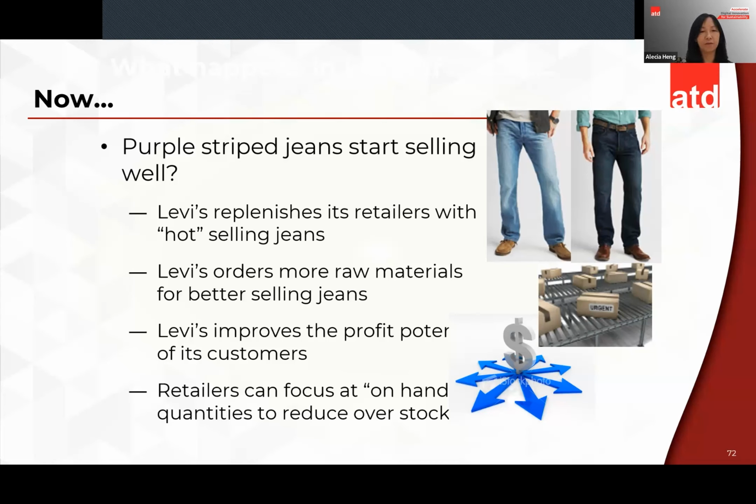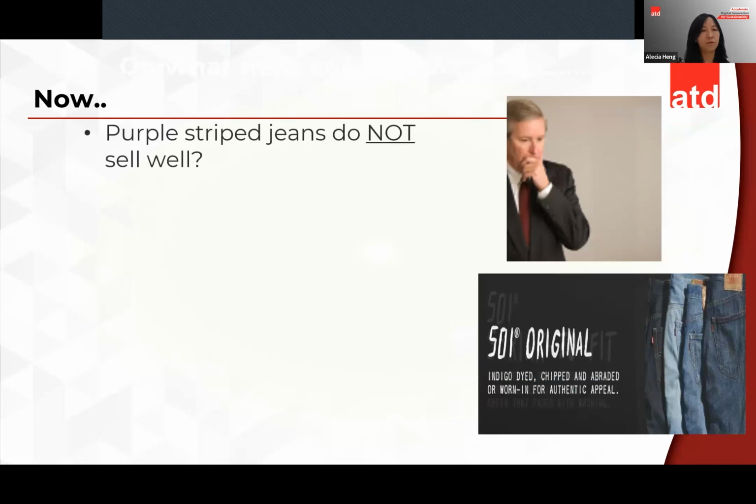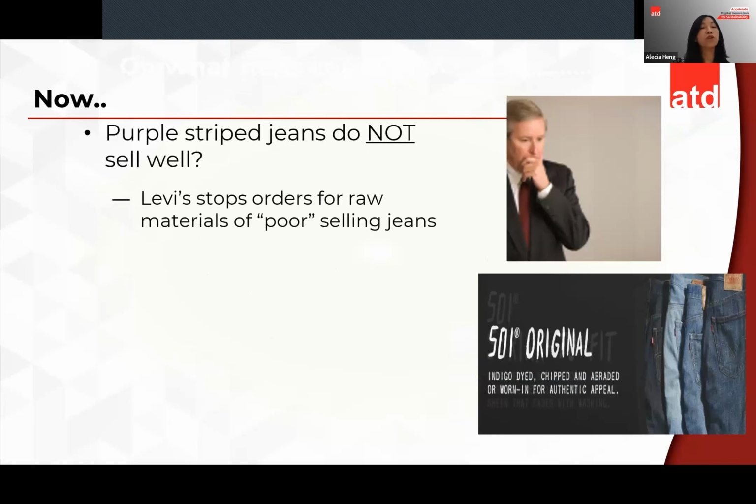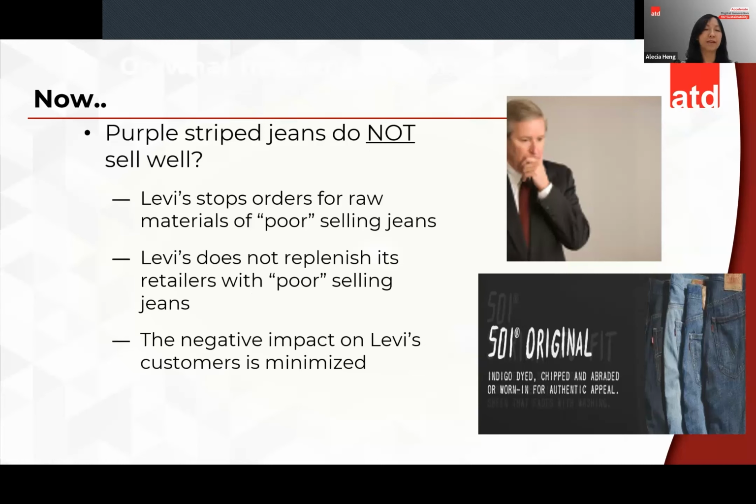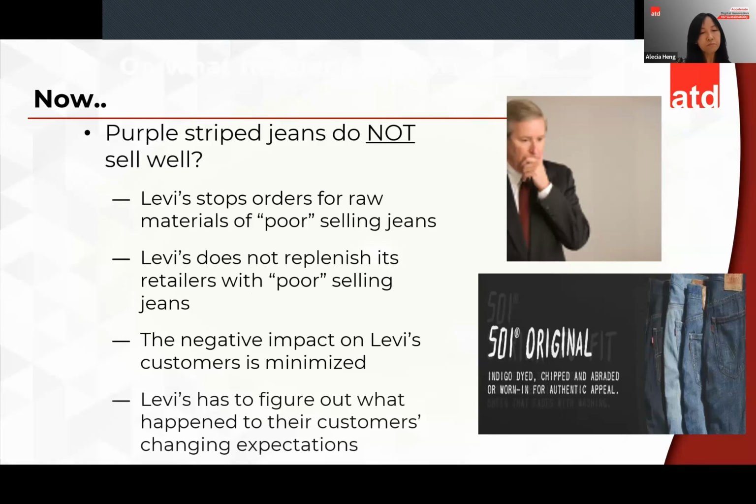When the jean is selling well, they should have more stock, right? And for the popular sizes, they should stock up more as well. So if the jean is not selling well, what will they do? They will stop ordering the raw material, and they will not need to replenish the stock that is not selling well. And this will have a positive impact on the customers. So they will also have very fast knowledge to make decisions on what the market trend and the customer expectation are.